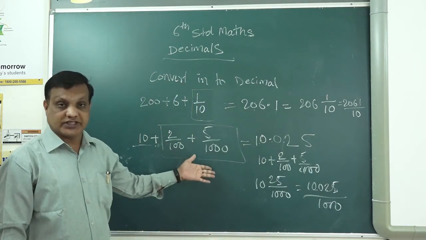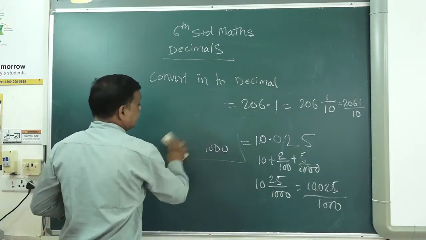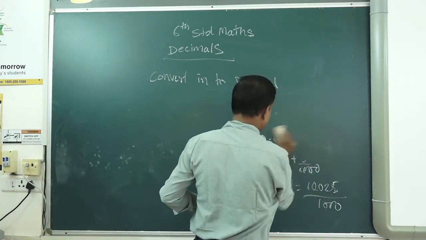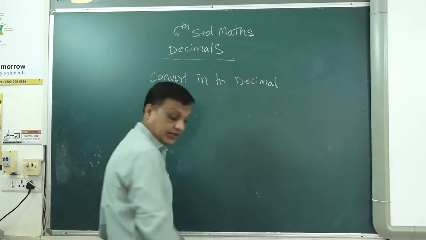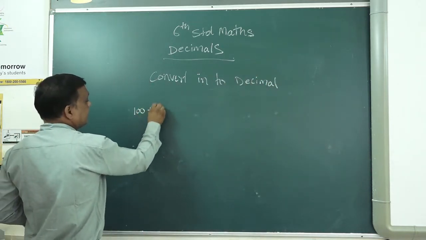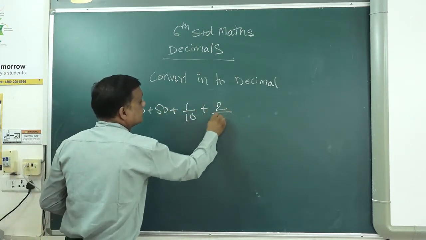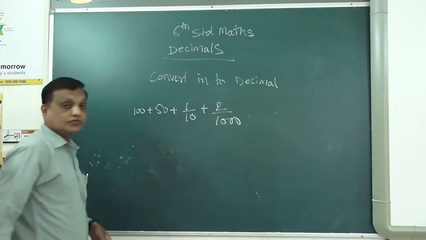So I will take some more examples so you will understand better actually what is going on here. Otherwise you will get confused. Here I am taking a few more examples so you will understand easily. Now here I give 100 plus 50 plus 1 upon 10 plus 2 upon 1000.